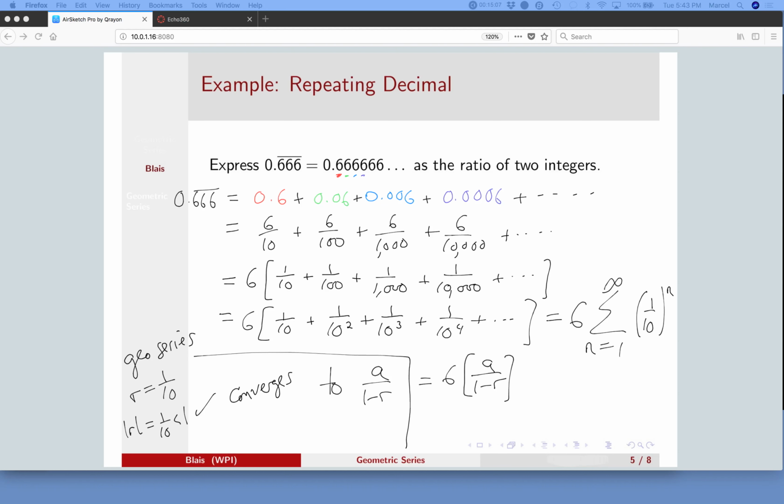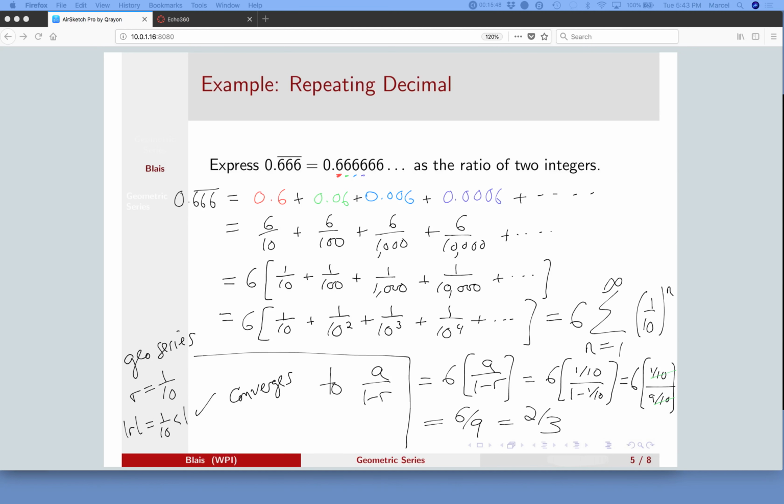A, remember, is always the first term. 1/10. R, we identified also as 1/10. So 1 minus 1/10 in the denominator. And then we just work out what that is. So this is 6 times 1/10 over 9/10. Those tenths cancel. So we get 6 over 9, or 2 over 3.